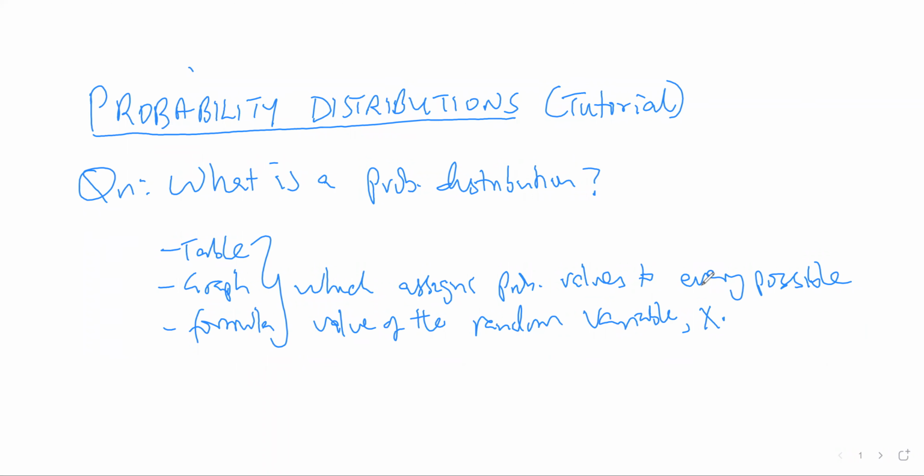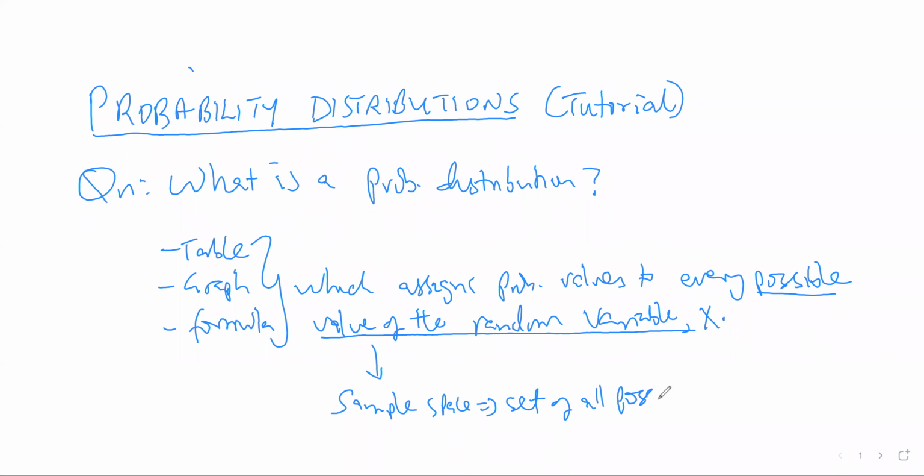Now, what we're calling every possible value of the random variable X, this is usually what we call the sample space. And the sample space is the set of all possible outcomes. In statistics, that's how you call it. The set of all possible outcomes is what we are calling the sample space. Okay, so for example, you can have something like this.